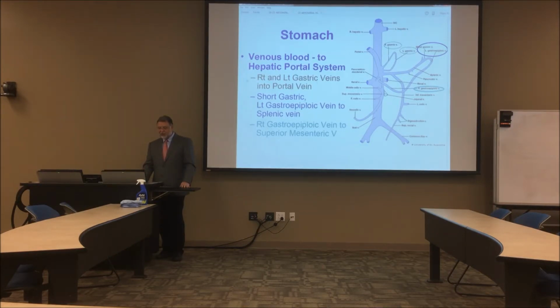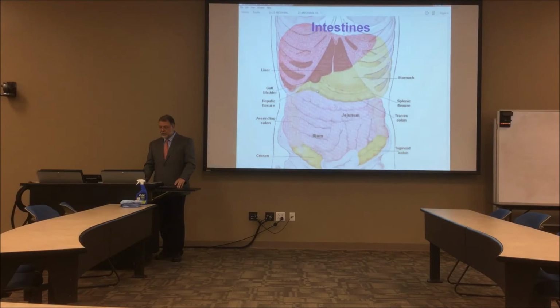The veins are going to be very similar to how their blood supply goes in, as the right and left gastric veins are going into the portal vein. The short gastric and left, that's from the splenic artery, they're going to go into the splenic vein. And the right gastroepiploic, that's part of the gastroduodenal artery, is going to go into the superior mesenteric vein. So same thing, portal vein, part of it directly through the splenic vein and the superior mesenteric vein are going to be related with the blood supply going back into the liver.